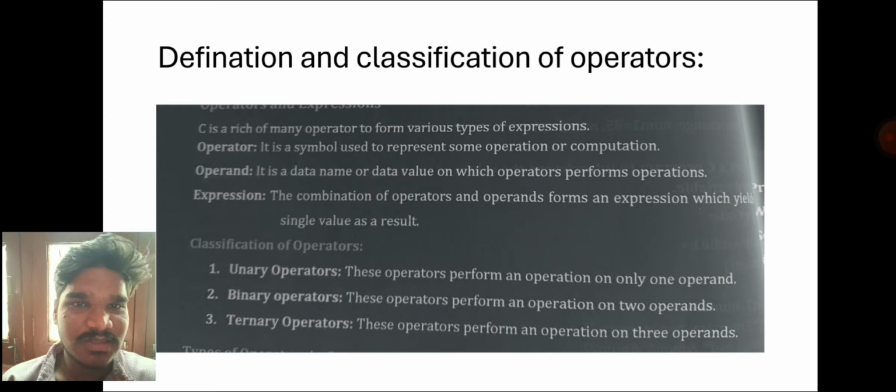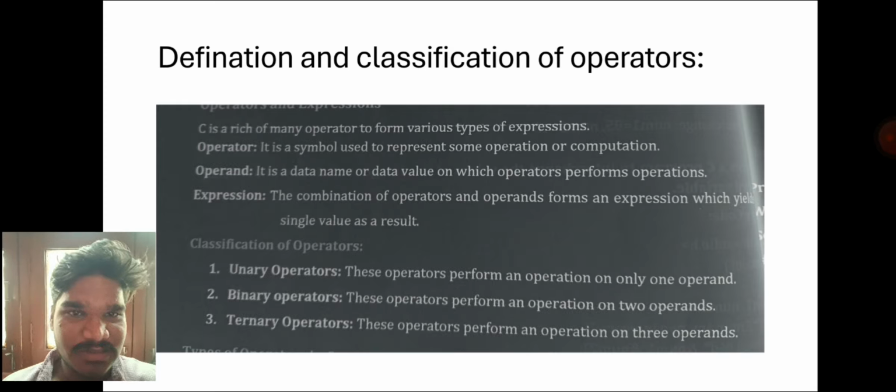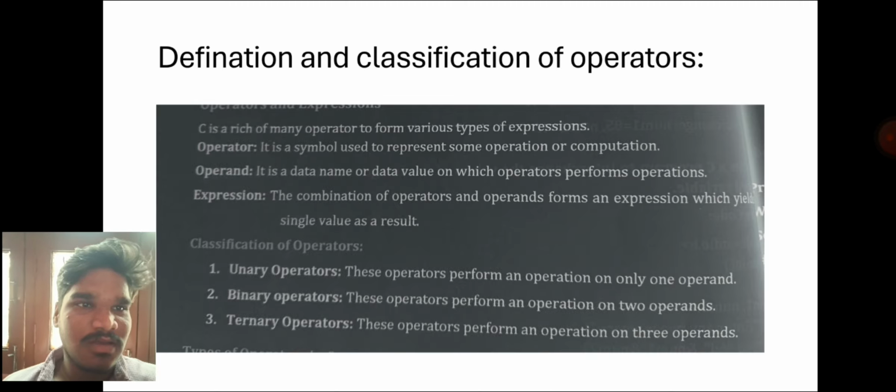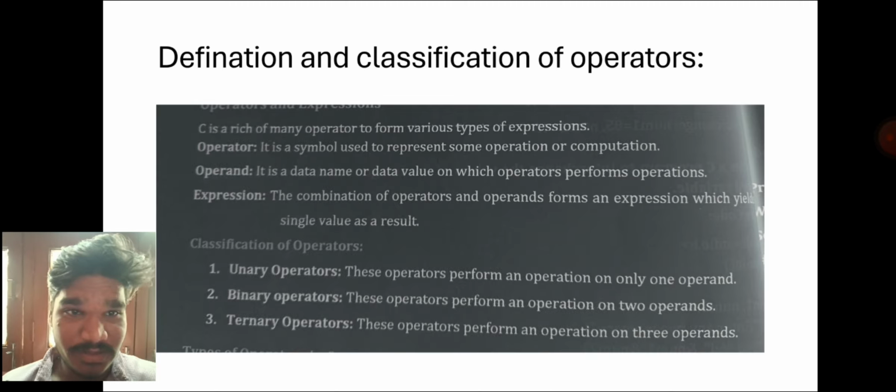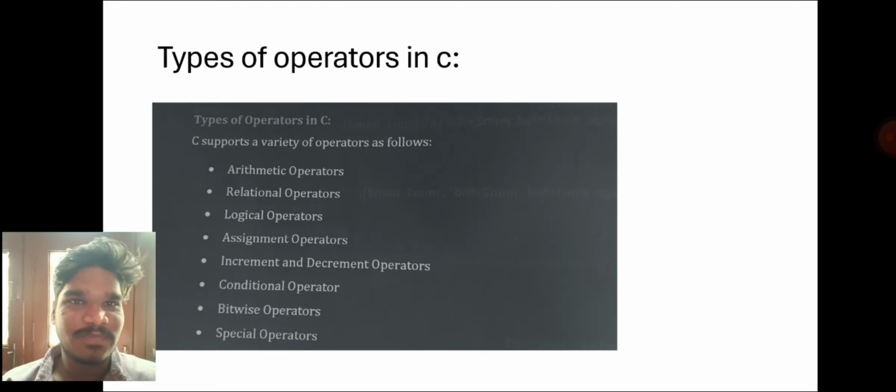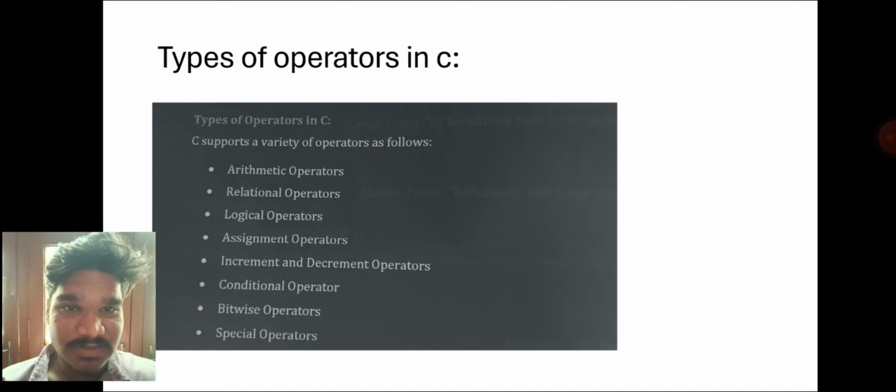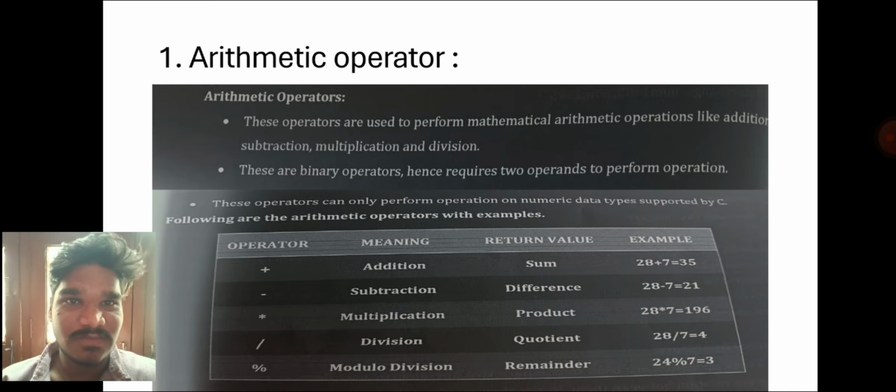Classification of operators: unary operators, binary operators, ternary operators. Unary operators perform an operation on only one operand. Binary operators perform an operation on two operands. Ternary operators perform an operation on three operands. Types of operators in C: arithmetic operators, relational operators, logical operators, assignment operators, increment and decrement operators, conditional operators, bitwise operators, and special operators.